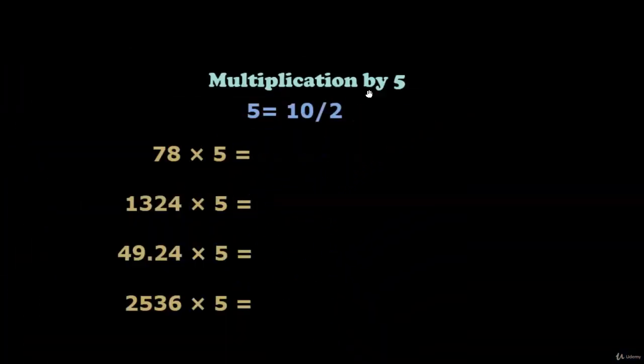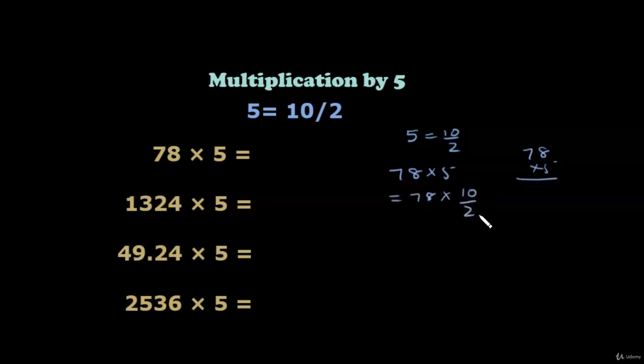First of all, multiplication by 5. We know that 5 can be written as 10 divided by 2. So, instead of multiplying by 5, because it's going to take time and give strain on your brain also, by using this technique we multiply by 10 and divide by 2. So this becomes 390.